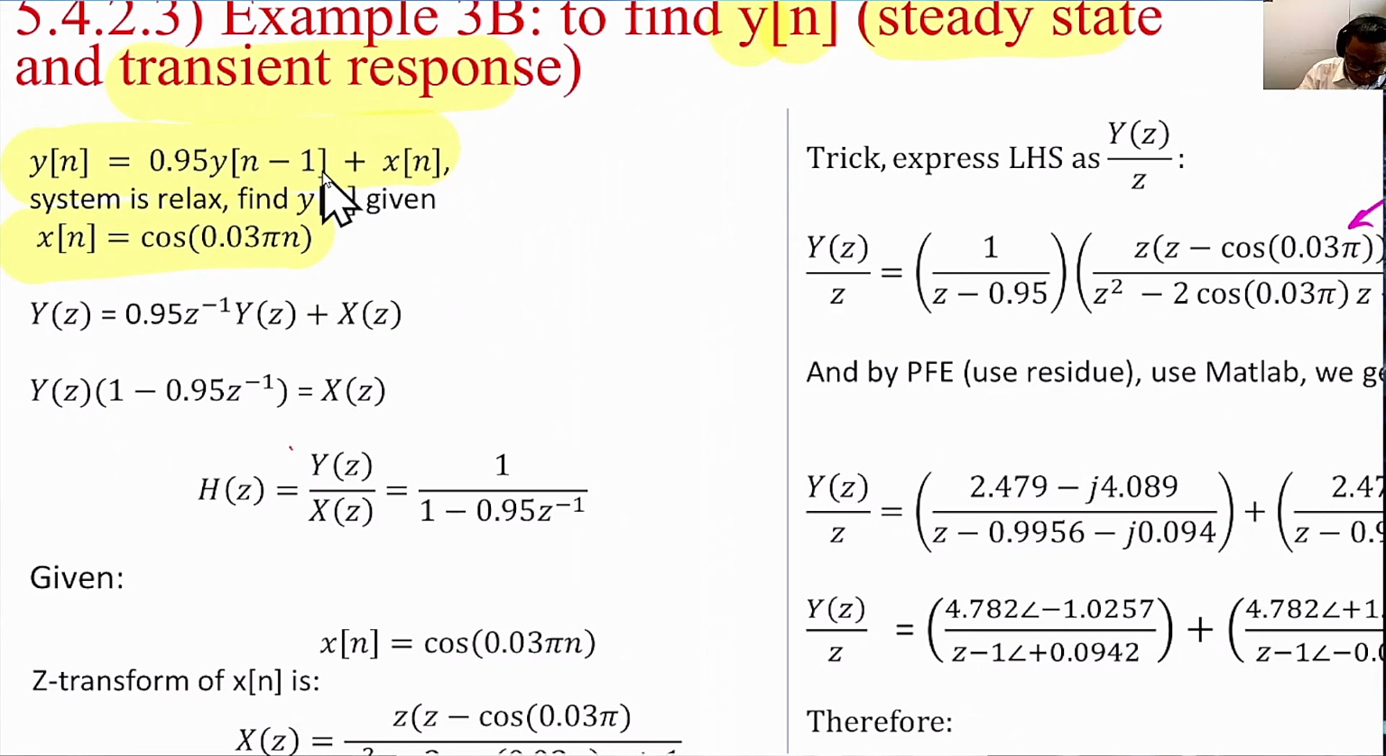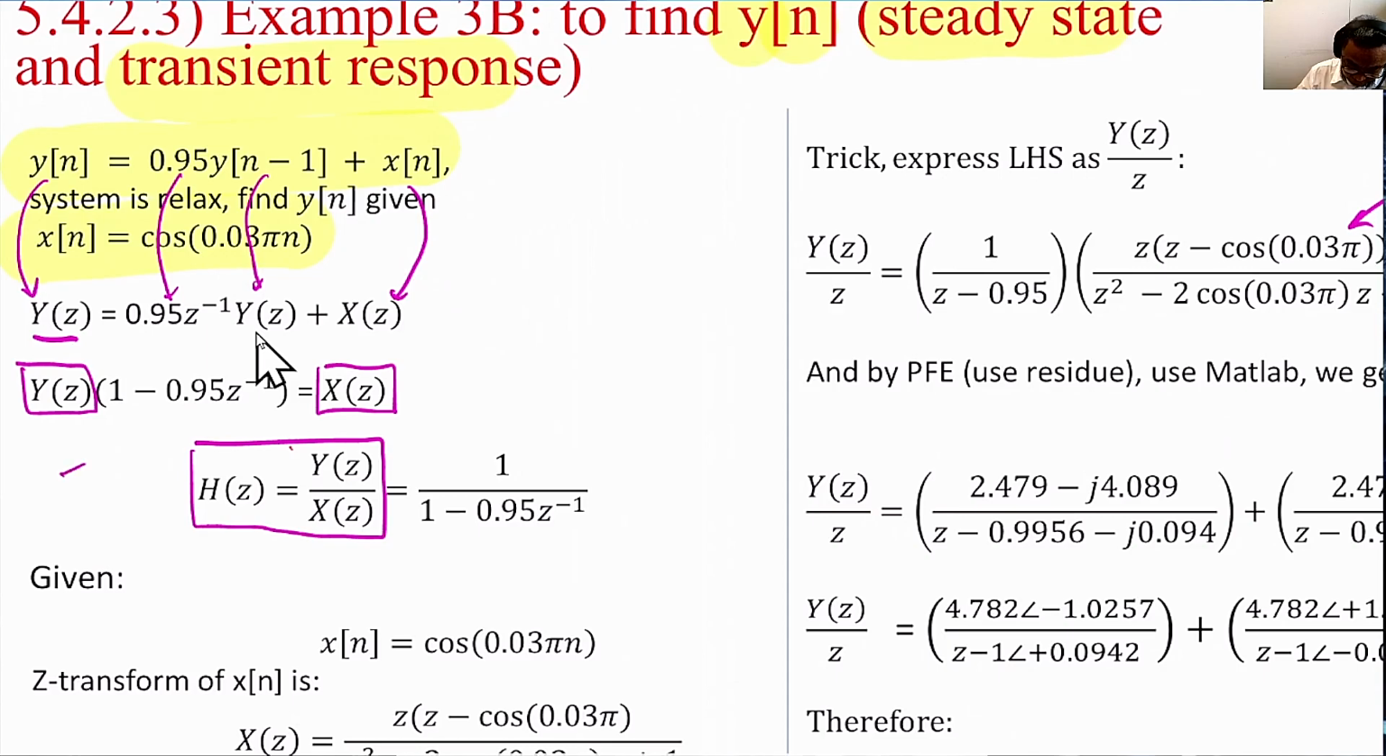Again, to find the output, we perform the Z transform on y[n] to get Y(z), and 0.95 y[n-1] becomes 0.95 z^-1 Y(z), and x[n] becomes X(z). Again, we move the Y(z)s to the left hand side and X(z) to the right hand side, in preparation to get the transfer function.